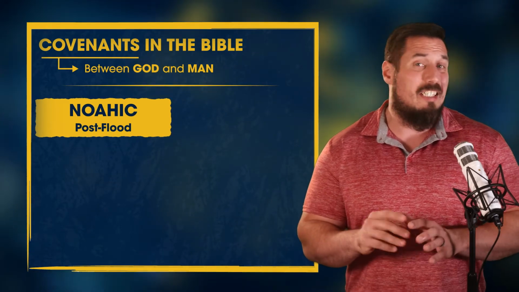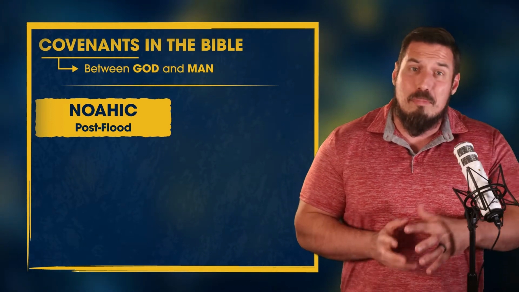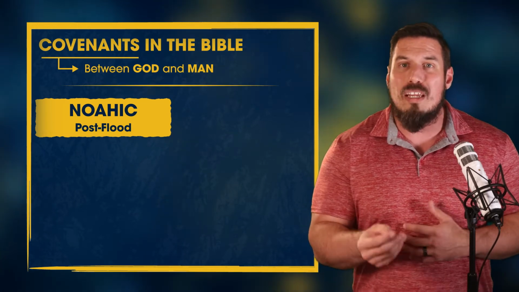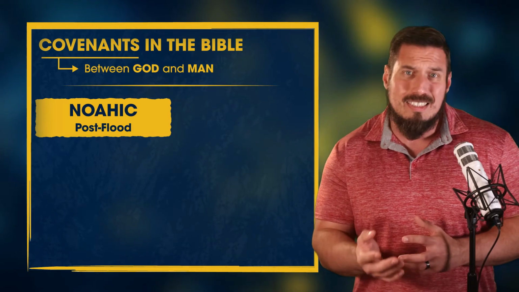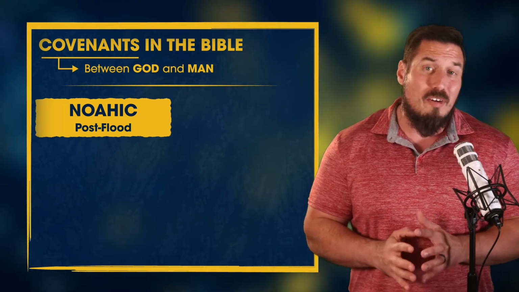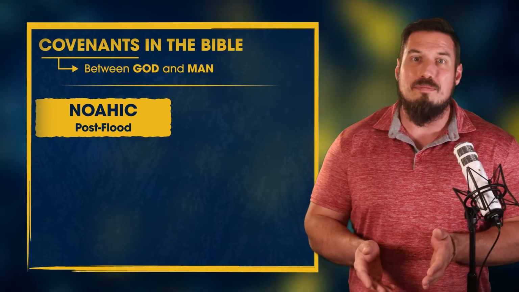I'm not saying this is an exhaustive list, and I know that there are some that argue that there were covenants made before this, whether it's a covenant that God made in the Garden of Eden or a covenant made with Adam, but the term covenant isn't explicitly used early in Genesis, and its first usage is referring to the covenant God makes with Noah. So I'm just going to say that this is the first one.